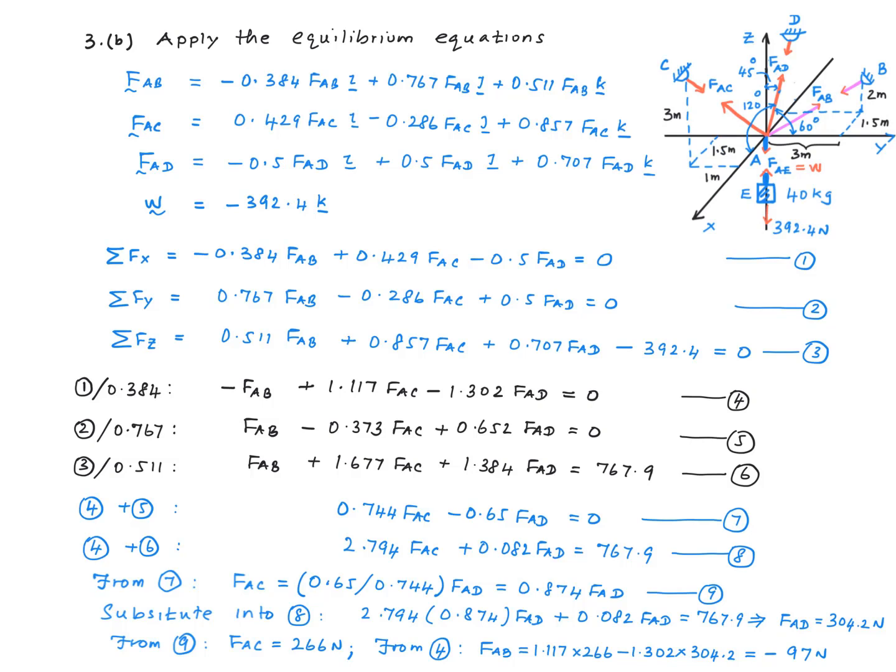Looking at these numbers, we notice that we got positive values for FAD and FAC, but negative value for FAB. Is that possible? Is this a stable system? We marked each of these forces as tensions, right? We got positive values for FAC and FAD, and therefore they are in fact tensions. But we got negative value for FAB, and therefore FAB is actually a compression. But the system is going to be stable because while AC and AD are cables, AB is actually a rod. So a rod can take compressive force.